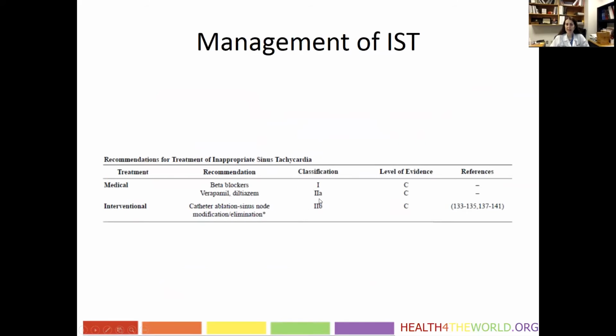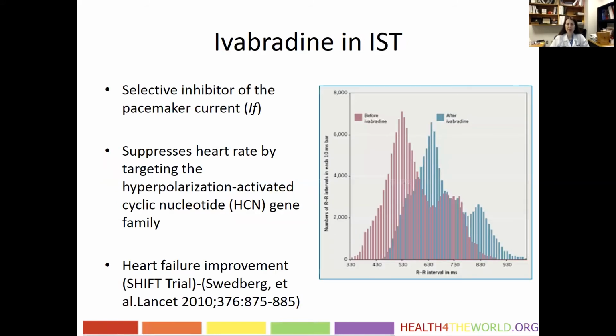The management is, I should say, notoriously ineffective, but we always try with beta blockers, class 1 indication, verapamil or diltiazem, 2A, and catheter ablation, really the last resort, really a decision of desperation when the inappropriate sinus tachycardia is so bothersome. In the past few years, a new medication has come out.